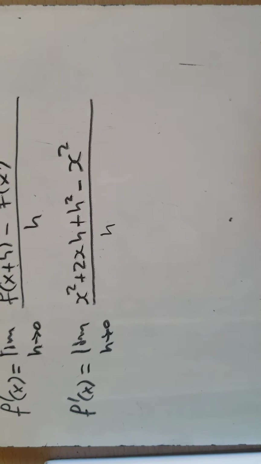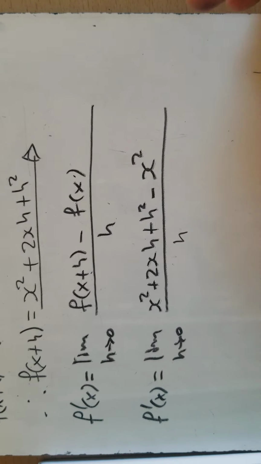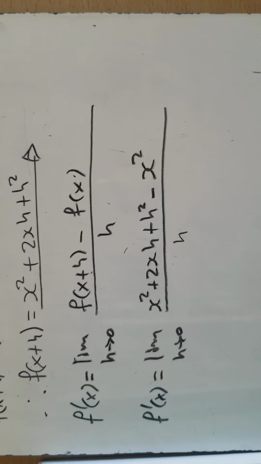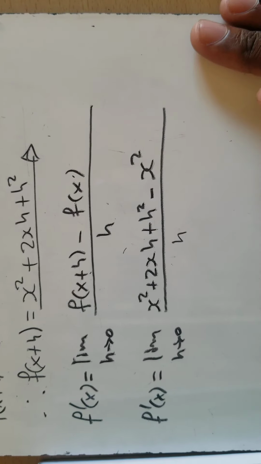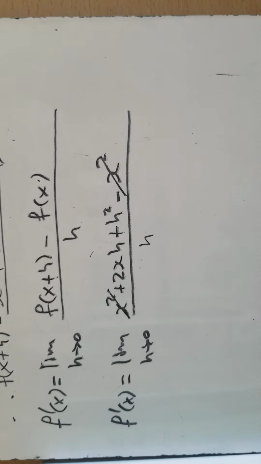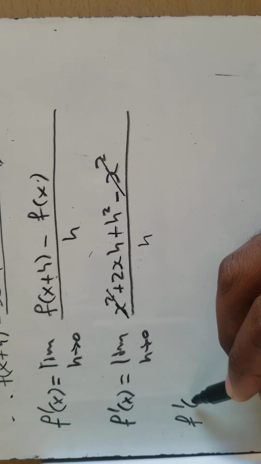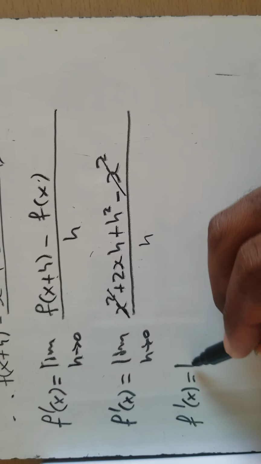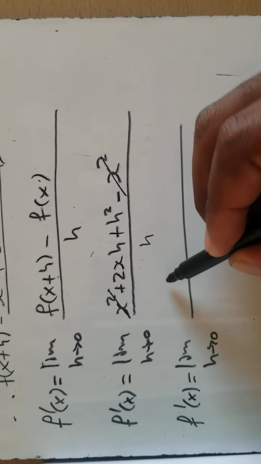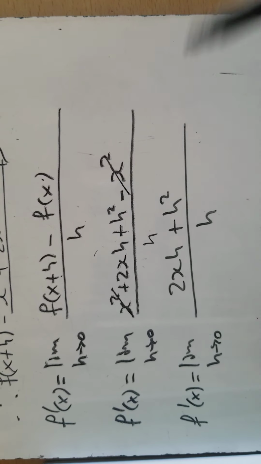So the first thing you need to do is find the value of f of x plus h, and then after finding f of x plus h, you substitute in the equation, and after substituting, there need to be terms that will cancel out. In this case, x squared will cancel this minus x squared, and then what will be left? We'll be left with f prime x equals the limit as h approaches 0 of 2xh plus h squared over h.